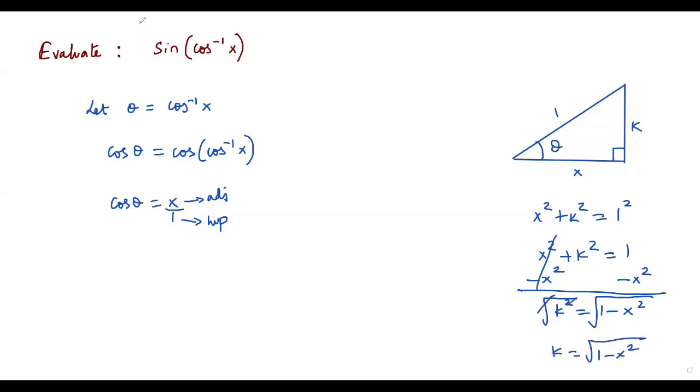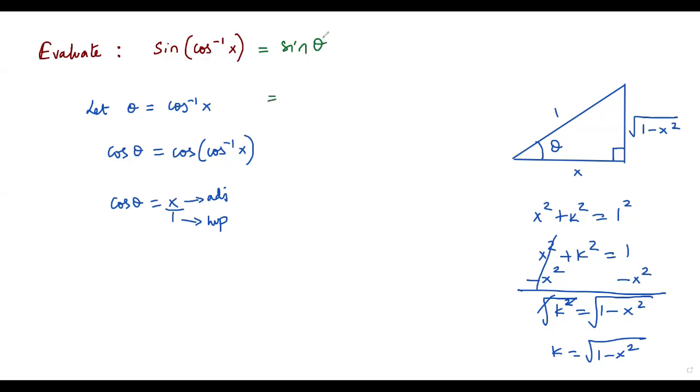So k represents the length of the opposite side. Now we can replace that k in this triangle by the value we got, that is square root of 1 minus x squared. Okay, now let's proceed to the problem. Our aim is to evaluate this trigonometric expression, that is sine of cosine inverse of x. Let me write over here sine of. For this cosine inverse of x, we have assumed theta. So we can replace cosine inverse of x by theta. So then it becomes sine theta.